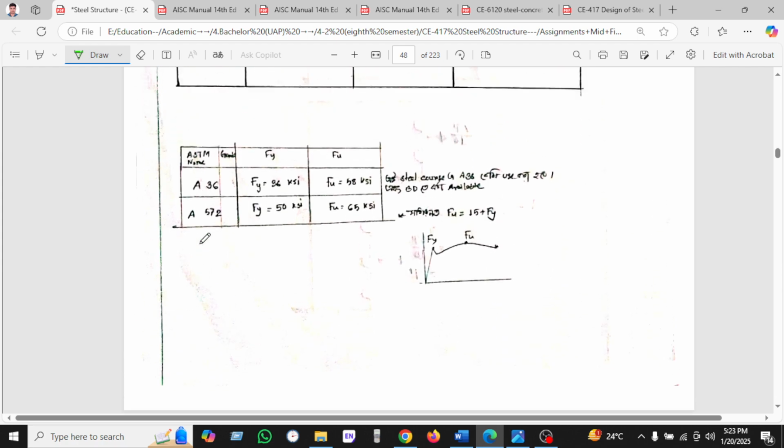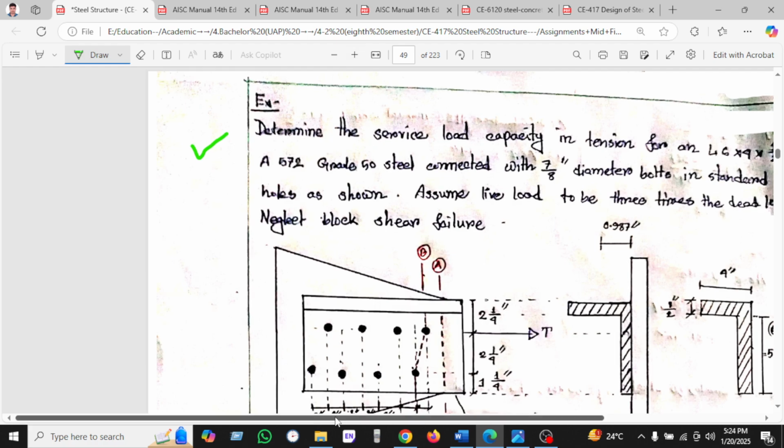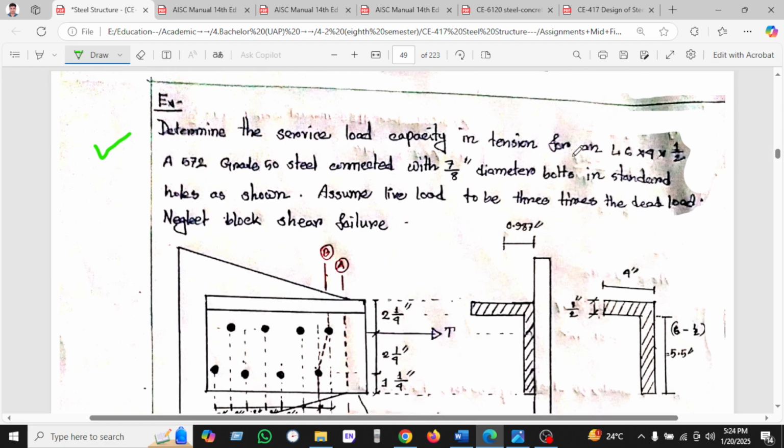So let's see how we'll calculate. This is our first example, so let's read. Determine the service load capacity in tension for an L section 4 x 4 x 1/2, grade 50 steel, connected with 7/8 inch diameter bolts in standard holes as shown. Assume the live load to be 3 times the dead load and neglect the block shear. So we are not calculating the block shear. Okay.